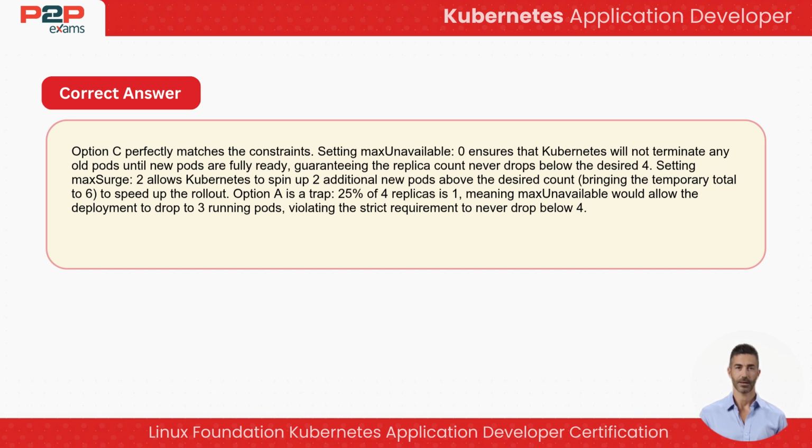Option A is a trap. 25% of 4 replicas is 1, meaning max unavailable would allow the deployment to drop to 3 running pods, violating the strict requirement to never drop below 4.